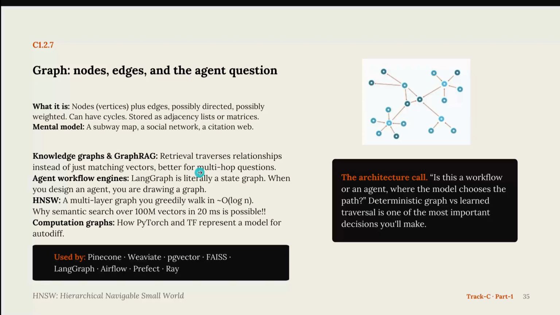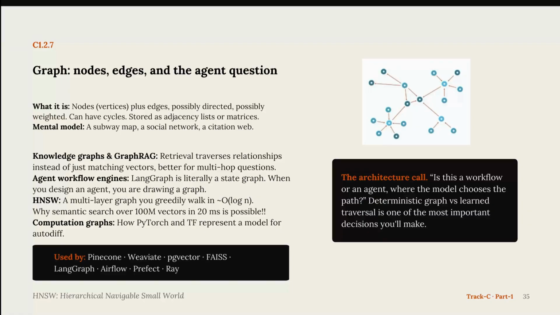Okay, retrieval traverses relationships instead of just matching vectors. It's better for multi-hop questions. For example, if you ask, hey, what was the revenue of this particular department in 2022, when these were the products sold? So there are three things that we need to filter by, and so on. So graphs provide us better answering capabilities on there.